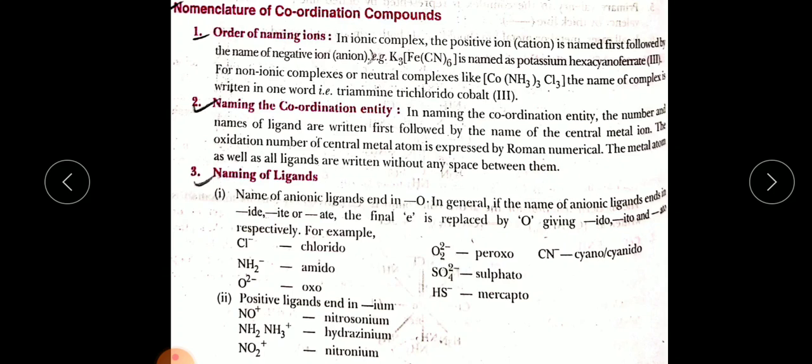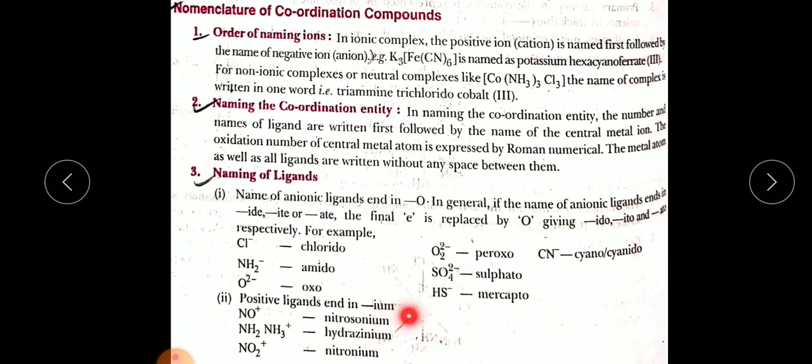And naming of ligands. Say for example, if you have an anionic ligand, it will end with O. In general, if the name of the anionic ligand ends in ide, ite or ate, the final e is replaced by o, giving iodo, and so on. So for example, Cl minus is written as chlorido, NH2 minus as amido, okay, like that. If you have sulfate, it is sulfato. Cyanide is cyano or cyanido, like that.